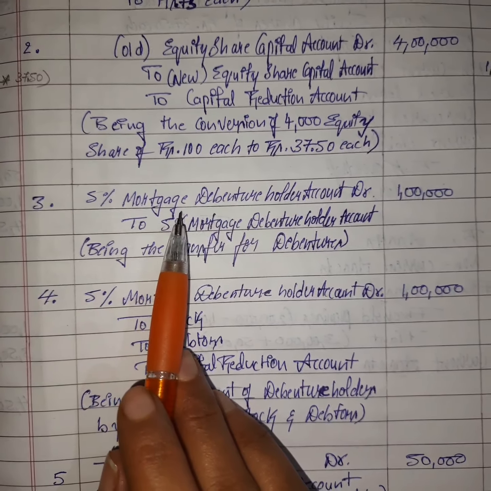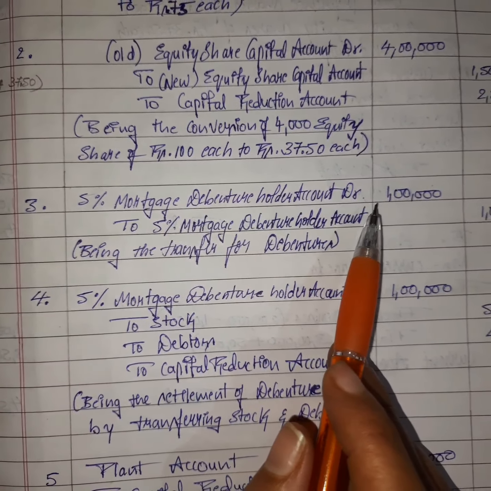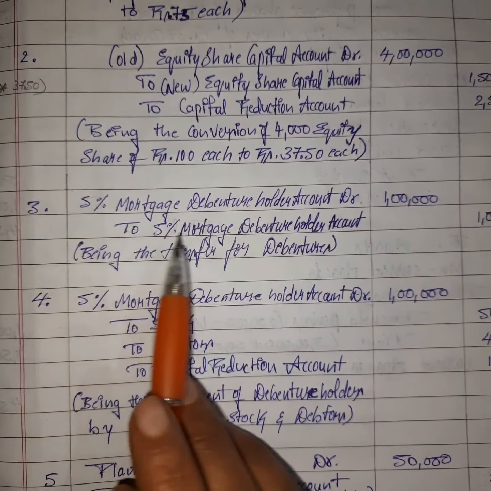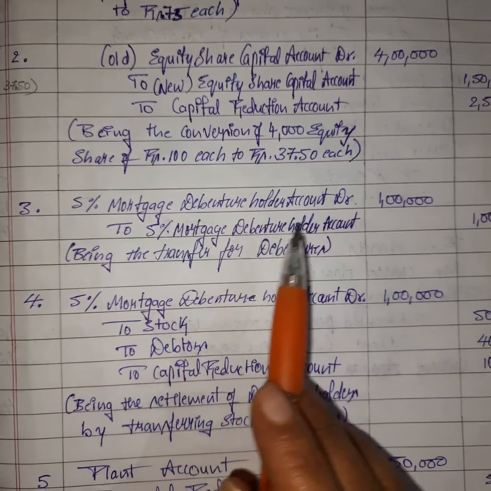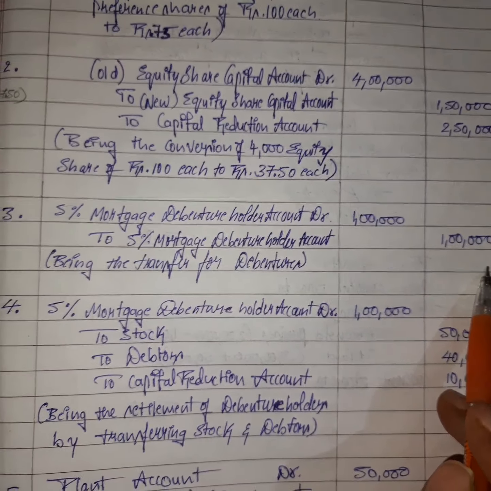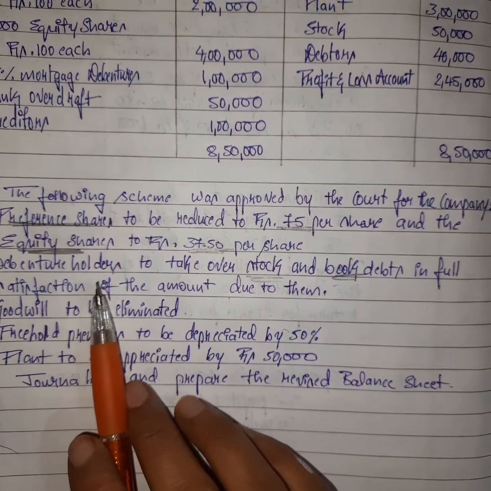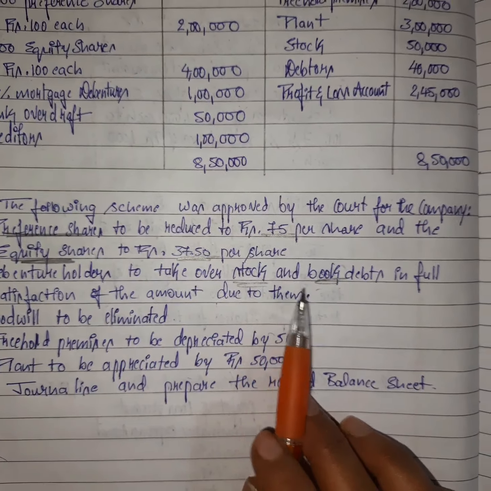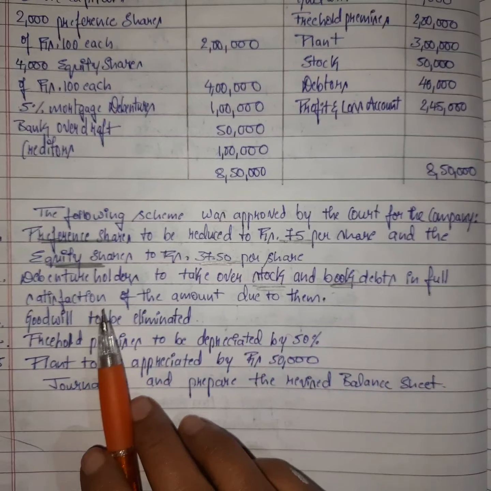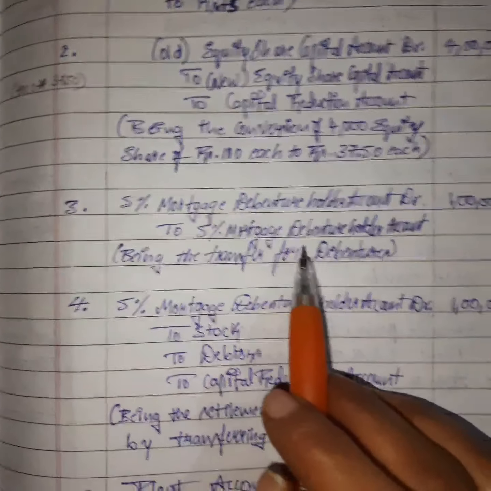Coming to the third entry, 5% mortgage debenture holders account debit 1 lakh, to 5% mortgage debenture holders account in the credit side 1 lakh. Being the transfer for debentures. In the problem they have told that the debenture holders take over the stock and book debts in full satisfaction of the amount due to them. That's why you are showing this entry.